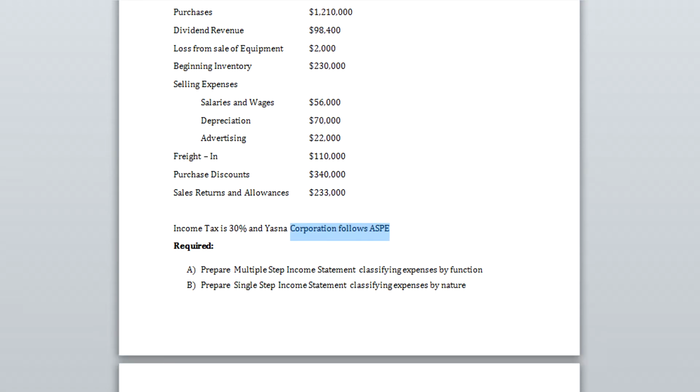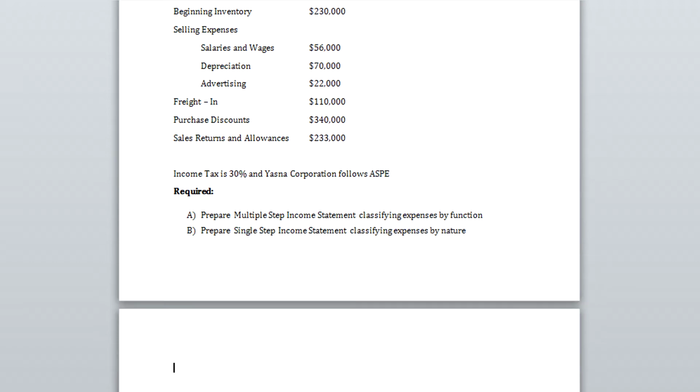Okay, so two things the question is asking us for here. Prepare the multiple step income statement, classifying expenses by function. And then we have to prepare a single step income statement, classifying expenses by nature. So let's start with part A here. Preparing the multiple step income statement by function. Or, well, by classifying expenses by function.